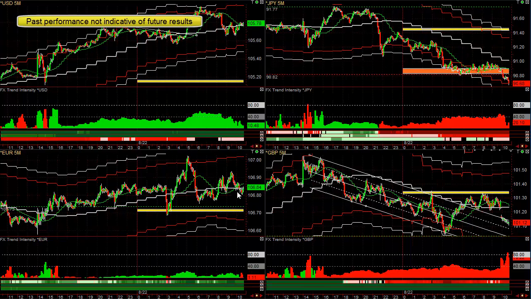The euro did what I said it was going to do, bounce off that trend line, and the yen broke down. And let's take a look at the chart.